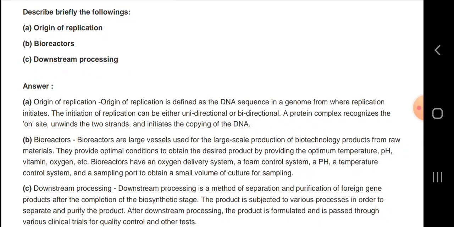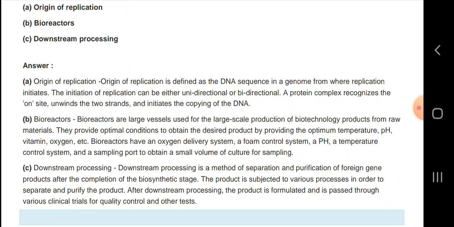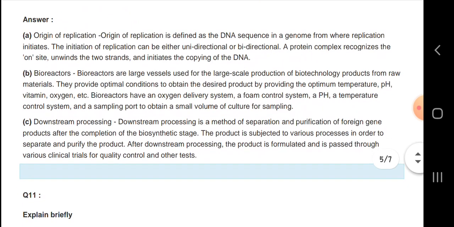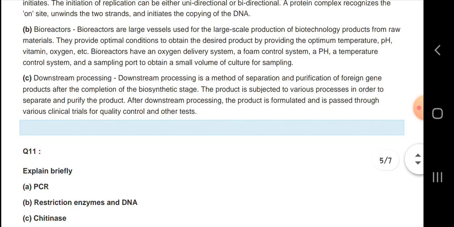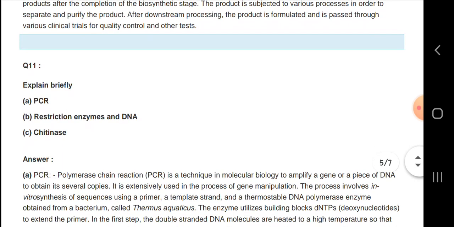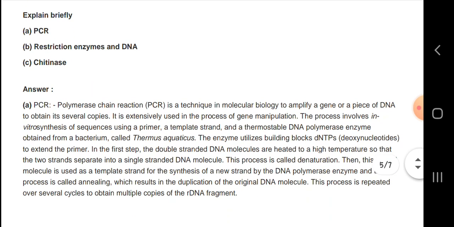Next, let us know about the origin of replication, bioreactor and downstream processing. Origin of replication is defined as the DNA sequence in a genome from where replication initiates, and bioreactors are large vessels used for large-scale production of biotechnology products from raw material. And downstream processing is a method of separation and purification of products after completion.